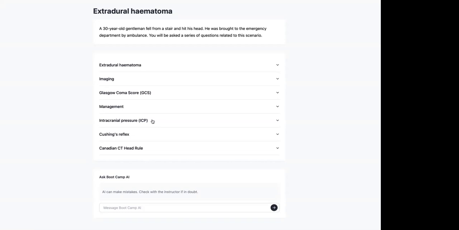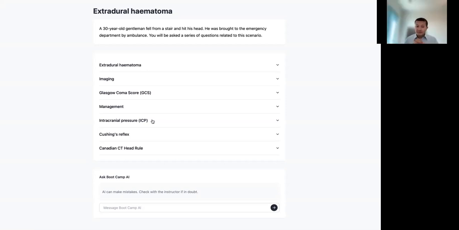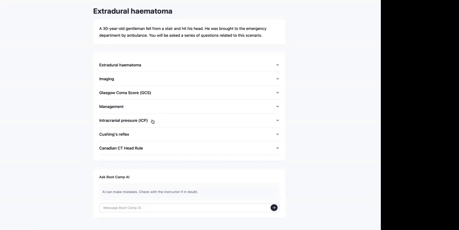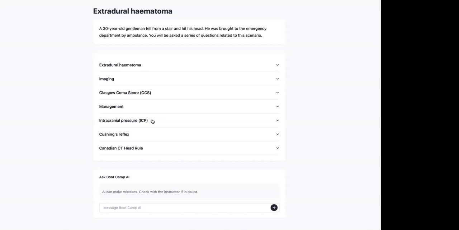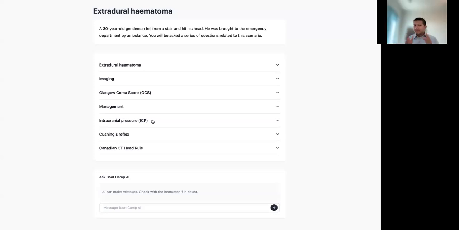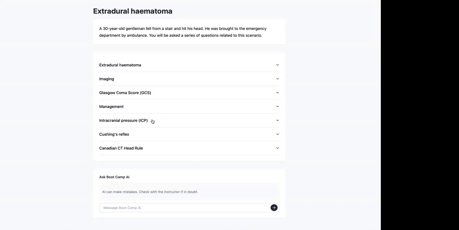So mean arterial pressure, how do you calculate the mean arterial pressure, by the way? Diastolic plus one third of the pulse pressure. There are a few different formulas to calculate it, but ultimately the easiest way is diastolic pressure plus one third of the difference between the diastolic and the systolic pressure. That is called the pulse pressure.